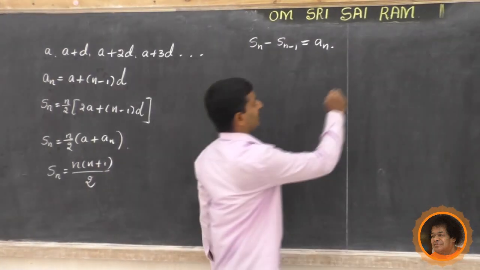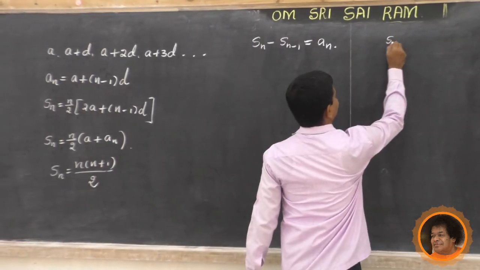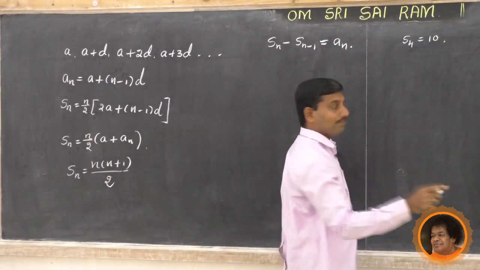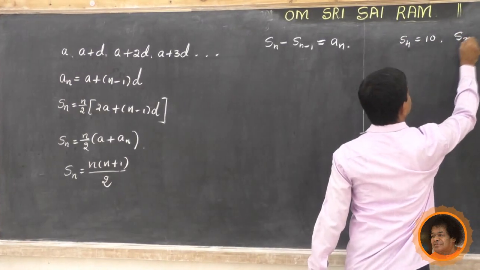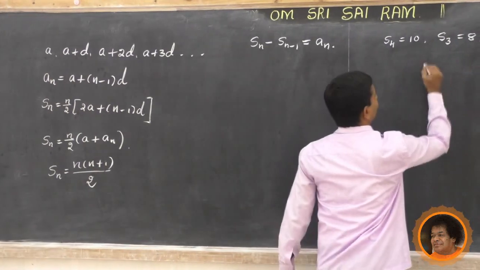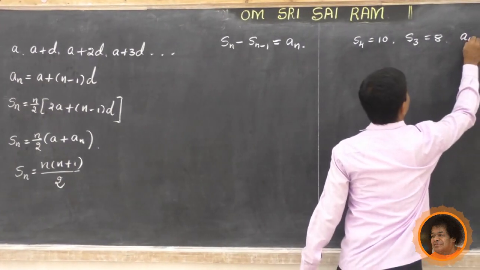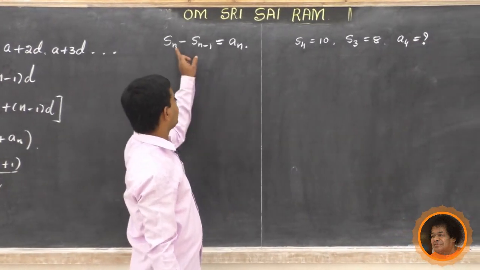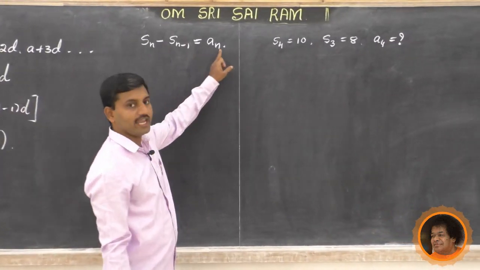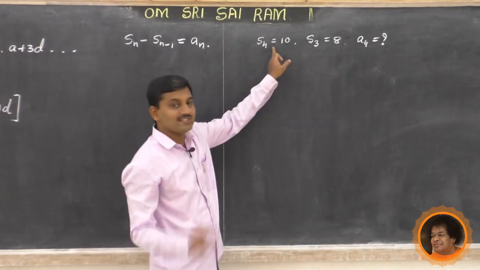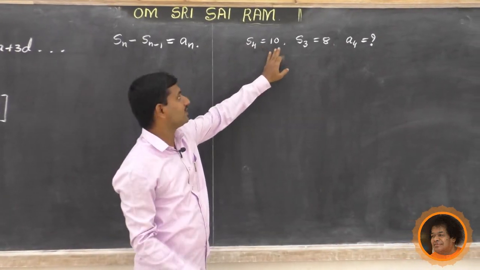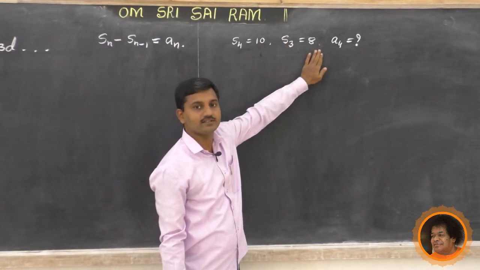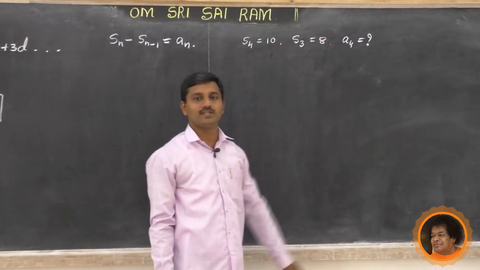The question may be like this. The sum of the first 4 terms is 10 and the sum of the first 3 terms, S3, equal to 8. What is the fourth term? The question may be like this, using the relation Sn minus Sn minus 1 equal to an. What is the question? The sum of the first 4 terms is 10 and the sum of the first 3 terms is 8. What is the fourth term, a4?